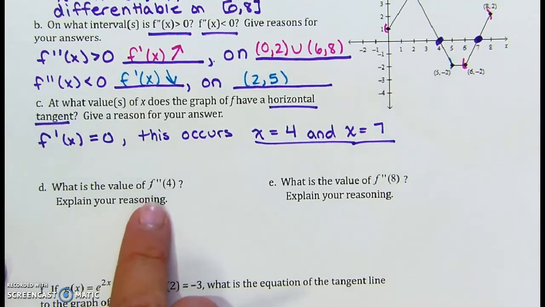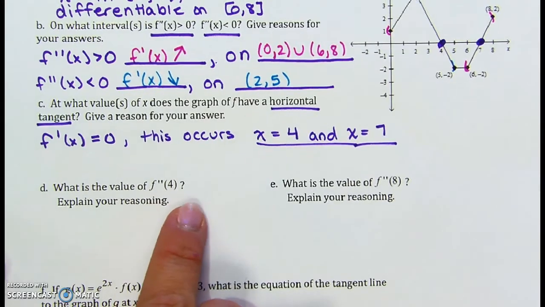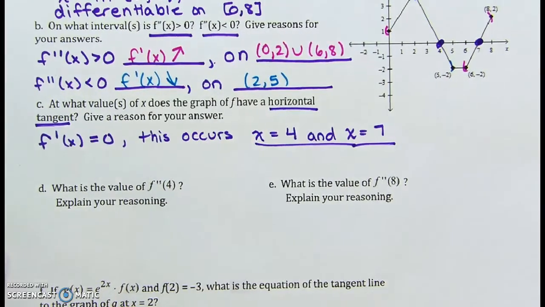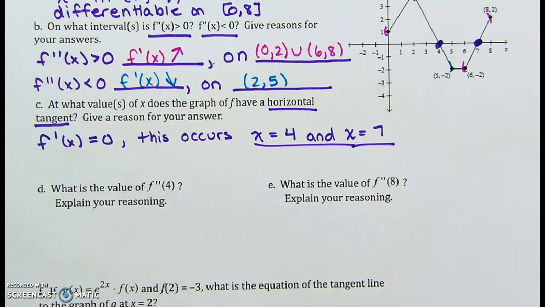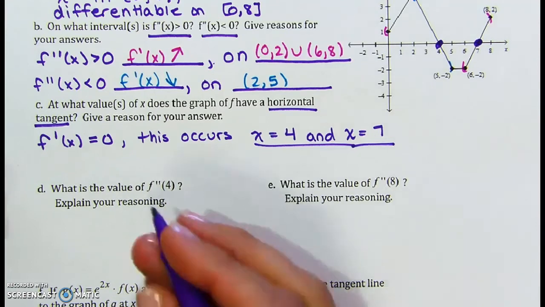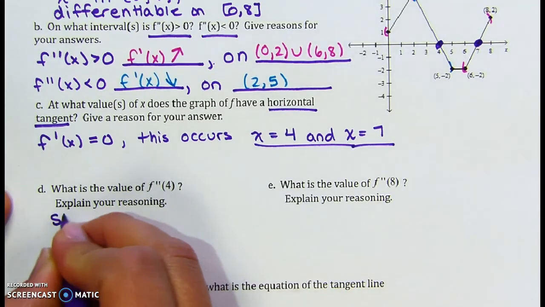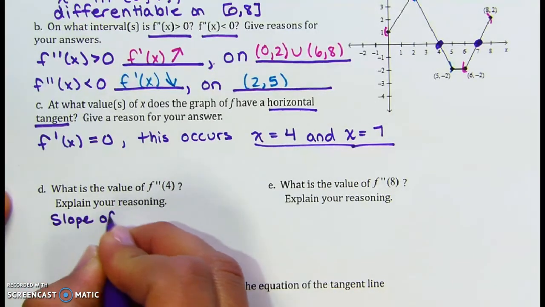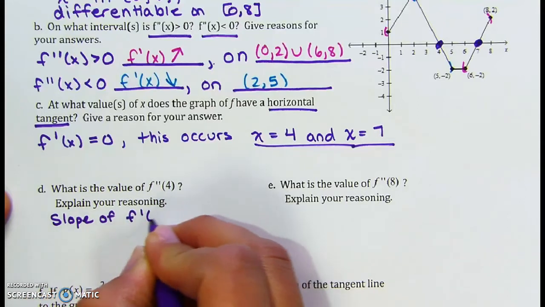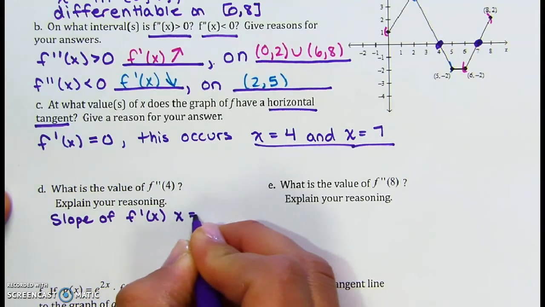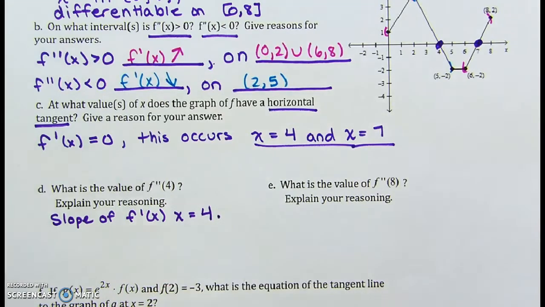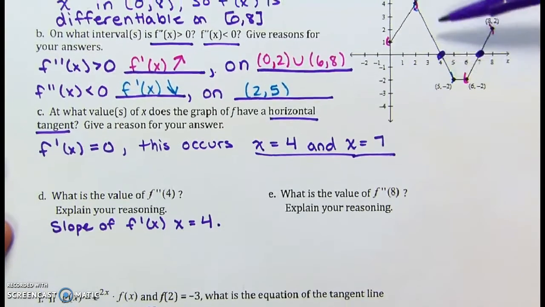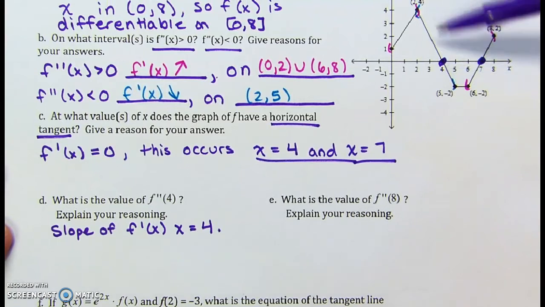All right, what is the value of f double prime of 4? What does f double prime mean? Derivative of the derivative, right? And so we want to know what is the slope of f prime when x equals 4. Slope of f prime when x equals 4. Isn't f prime a line? So can we find the slope of that line?